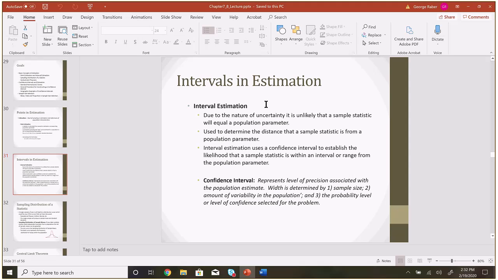Okay, so yeah, we've already established this. Because it's a sample, it's unlikely to be exactly equal to the population parameter, especially if it's a continuous number, right? If it's an actual numerical value, it's very unlikely that it's exactly the same.